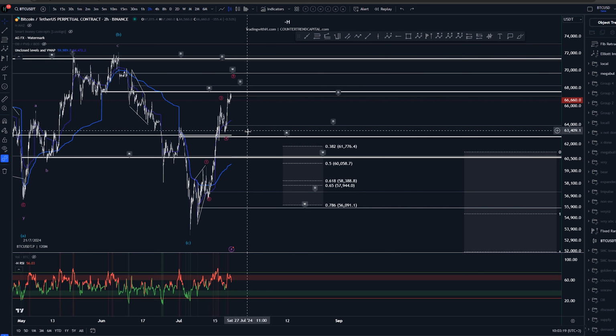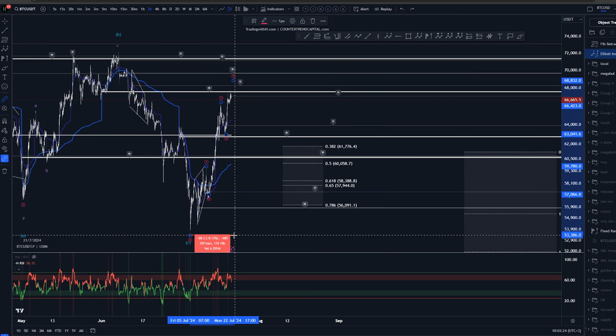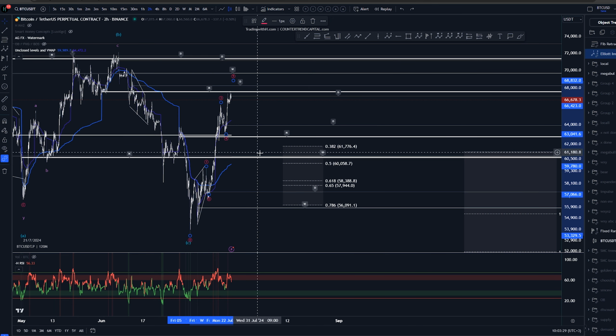So I expect this to take a similar amount of time as we had with this whole move, so around half a month, so almost 2 weeks probably, and then we are most likely, or I'm expecting some kind of move to be happening to the upside again. But we'll see how that turns out.